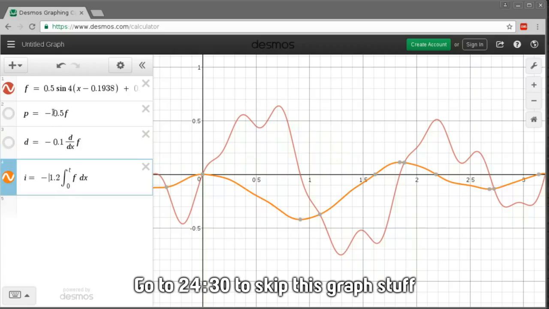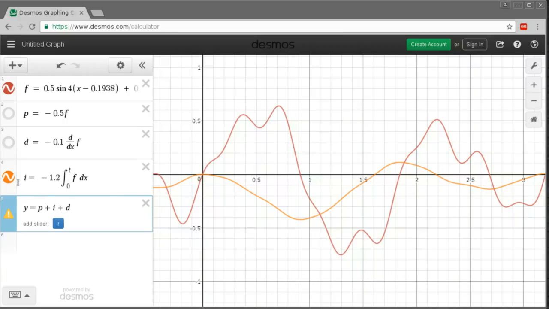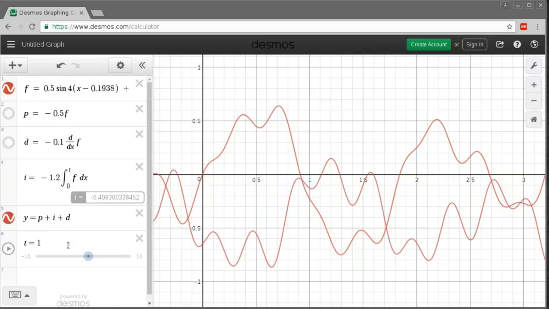So these values here that we have, 0.5, 0.1, and 1.2, these would be our P, I, and D values if we were trying to tune this system. Oh, and of course then the actual result that we get is just the P plus I plus D. For some reason this doesn't want to draw. I'm not exactly sure why these other ones drew, but this one doesn't. But the response we'd get would be something a bit like that, with you adding all of those values together.